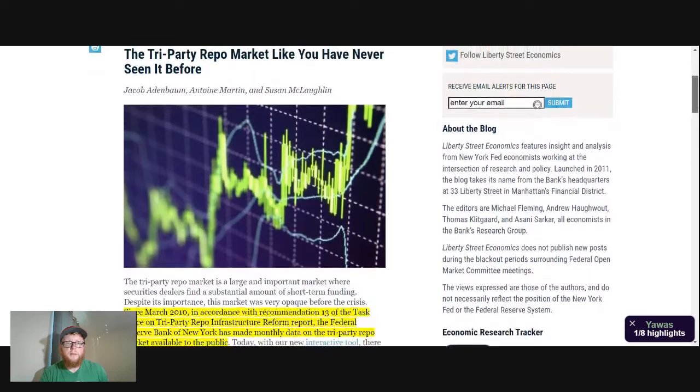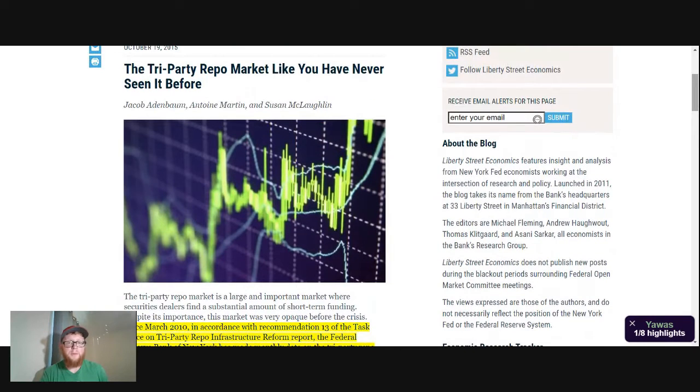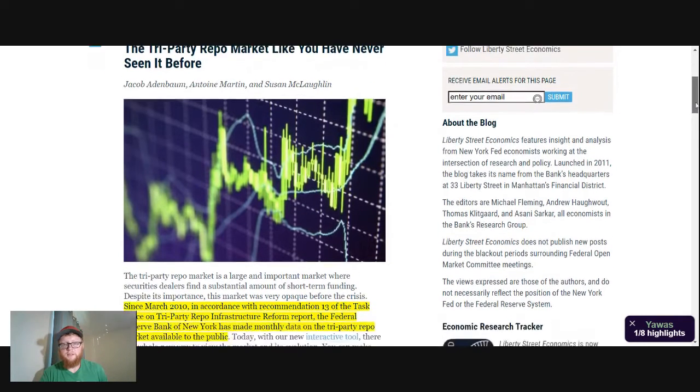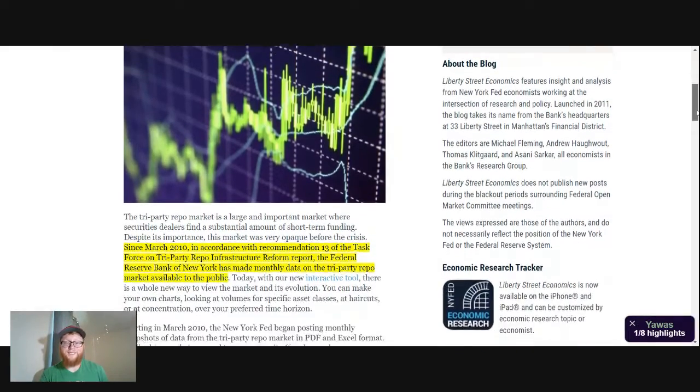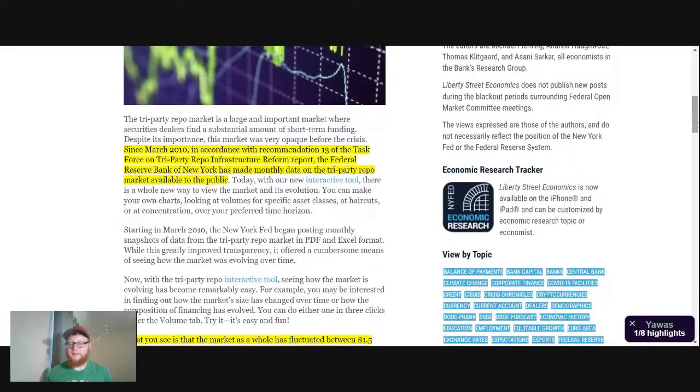They title it "The Tri-Party Repo Market Like You've Never Seen It Before." It's an interactive tool where you can look at the various modes. It's like the FRED chart from the Federal Reserve Bank of St. Louis for general macro data and a bunch of other things, but this one is done by the New York Fed and is just for the tri-party repo market. I'll go over to the tool in a second. This entire post is basically plugging the tool, and it gives some general facts of the repo market.